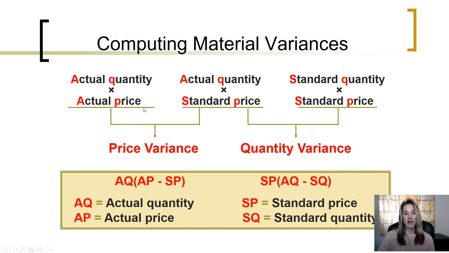This is calculated using actual price. This one is calculated using the standard price. Both of these numbers are calculated using the actual quantity. We can then take the standard quantity allowed times the standard price. The difference between the actual quantity at the standard price and the standard quantity allowed at the standard price is the quantity variance. The only difference is the quantity. Both of these are calculated based on the standard price.